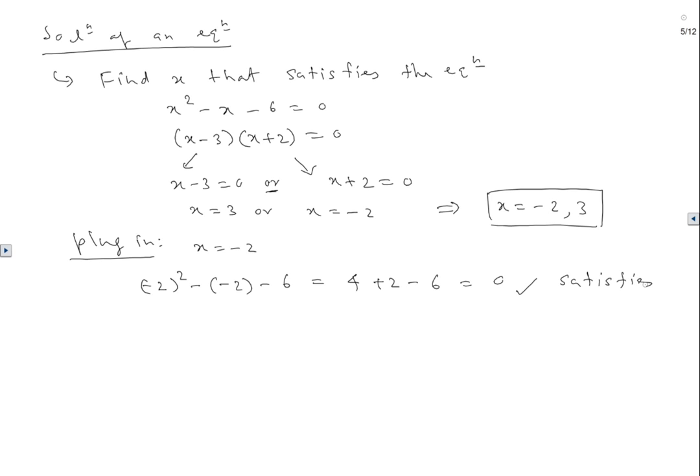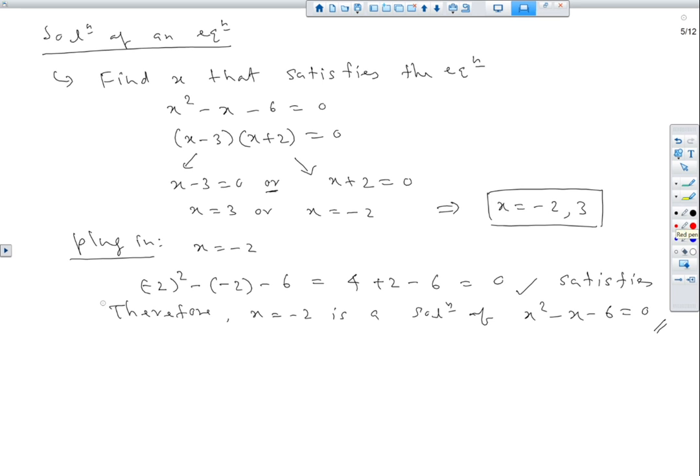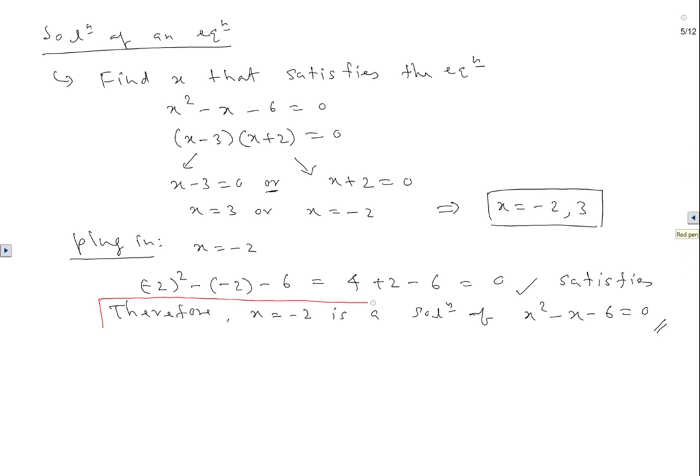So satisfy means that therefore you can say x equals -2 is a solution of x squared minus x minus 6 equals 0. That's how we can completely write that last sentence, because it's going to complete the solution process. So we have to write the last sentence. It's important. What I mean by the last sentence is this one. We will write something like that whenever we solve an equation like this.